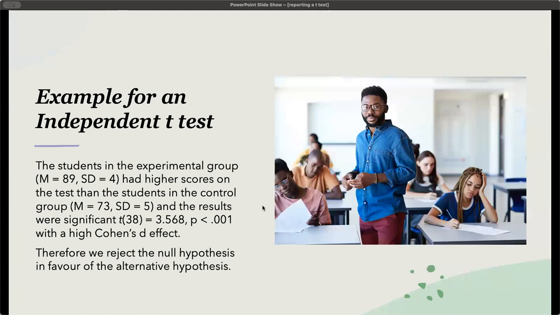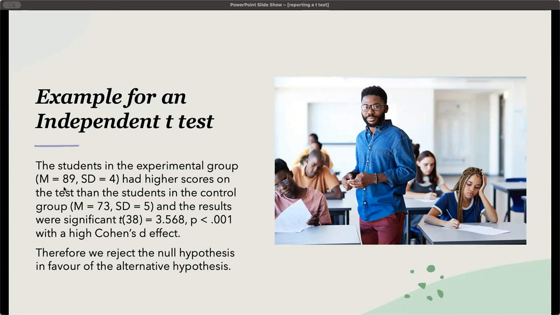Now, how does this look for an independent samples t-test? The students in the experimental group, we've got the mean equals 89, standard deviation equals 4, had higher scores on the test than students in the control group. Mean equals 73, standard deviation equals 5, and the results were significant. T, degrees of freedom, is 38, the T statistic is 3.568, and P is less than 0.001 with a high Cohen's d effect. Therefore, we reject the null hypothesis in favor of the alternative hypothesis.